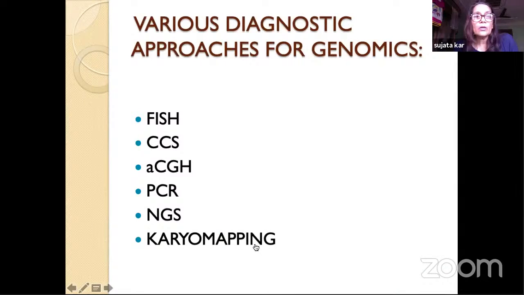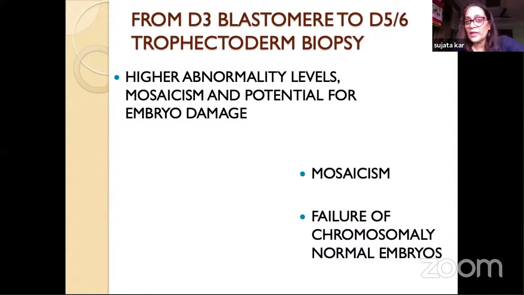So there are various diagnostic approaches for genomics. We have FISH, CGH array, PCR, but most modern laboratories will be using next generation sequencing, which is not only cheap, but very accurate. Over the years, we have moved from day 3 blastomere biopsy, which had the major problem of causing a possibility of higher abnormality levels in the embryos thus formed, and mosaicism and potential for embryo damage by using early blastomere biopsy. Now we have moved on to day 5, day 6 trophectoderm biopsy. But even with this biopsy, there are major issues still remaining to be solved.